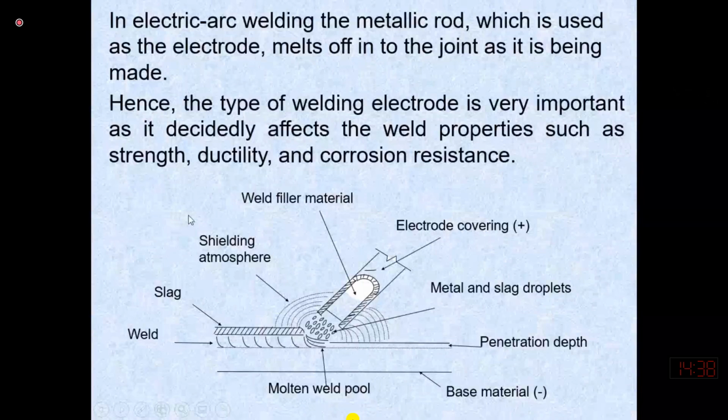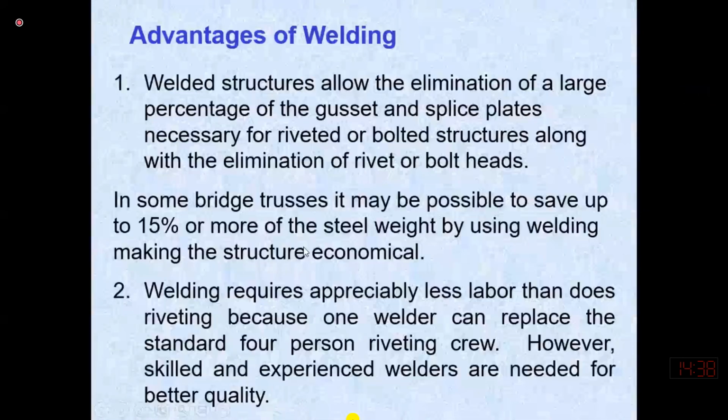So here you can see this is the electrode. It is connected with the positive terminal of the battery, and the base metal is connected with the negative terminal of the battery. So what are the advantages of welding?